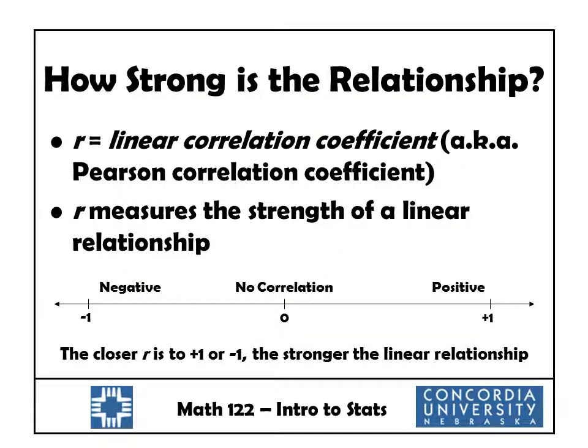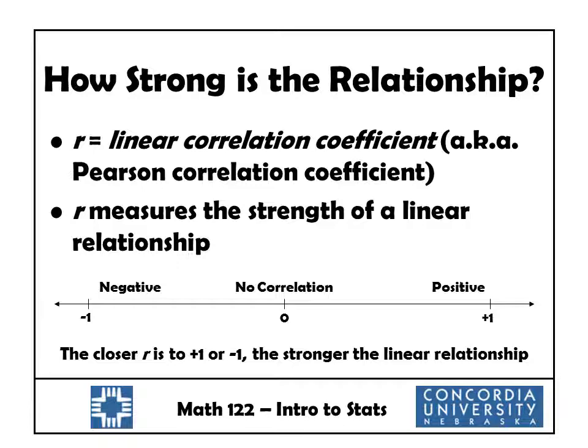Okay, so we talked about different types of relationships: strong, weak, perfect, positive, negative. Next thing we want to do is measure the strength of the relationship. And we do this with the value we call R, which is called the linear correlation coefficient. It's also called the Pearson correlation coefficient, and it simply measures the strength of a linear relationship. It takes values between -1 and +1.